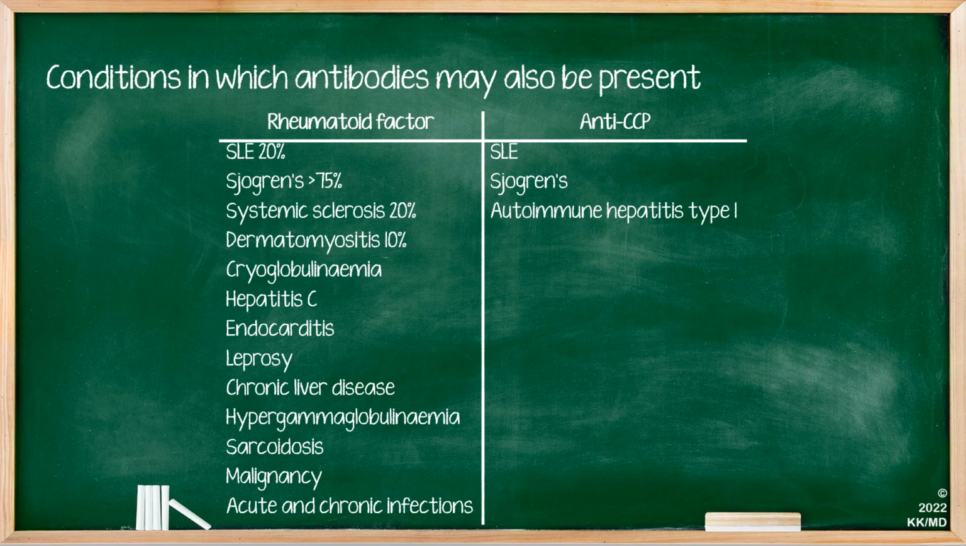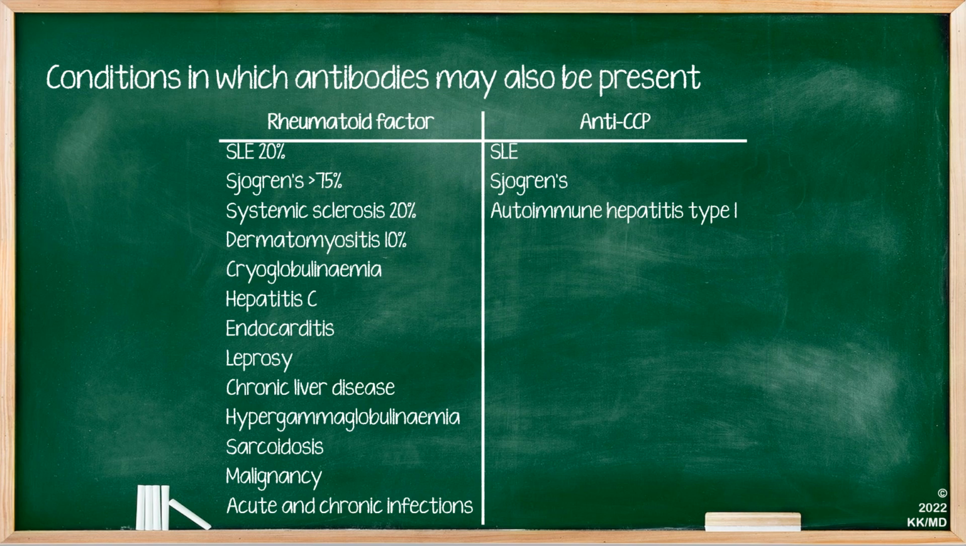So just to summarise, rheumatoid factor can be seen in plenty of other conditions other than rheumatoid arthritis. And as you can see, this is a really wide range of conditions, ranging from connective tissue diseases such as Sjögren's, dermatomyositis, all the way to certain forms of infection such as hepatitis C and other conditions such as malignancies.